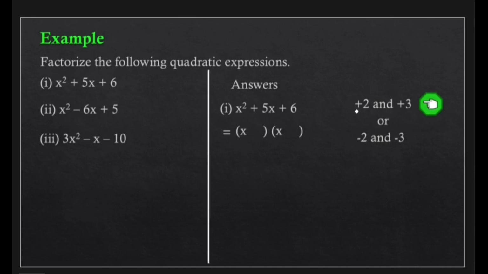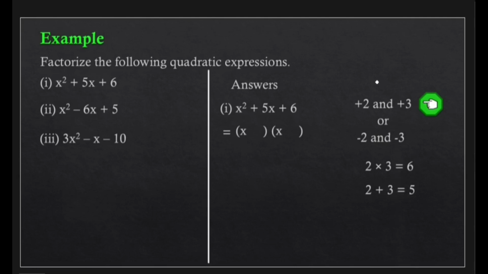If we say positive 2 times positive 3 will give us positive 6, and also we said these same ones, when we add them, they must be able to give us this value here. Is it true when we add 2 plus 3 will give us 5? Yes, because as you can see, 2 times 3 gives us 6, and also 2 plus 3 will give us 5. So it is true.